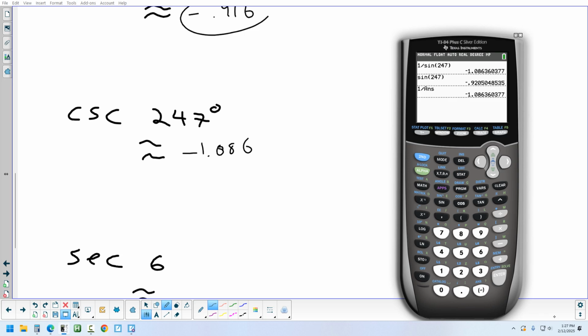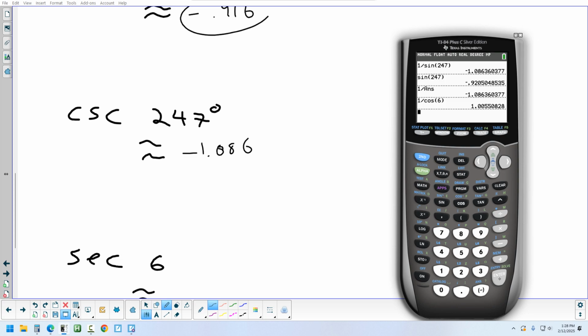1 divided by the cosine of 6. Oh, like in radians. Right, in radians. If I type it in like that, it will give me an answer. That's wrong. I still don't understand why it would be 1 divided by.